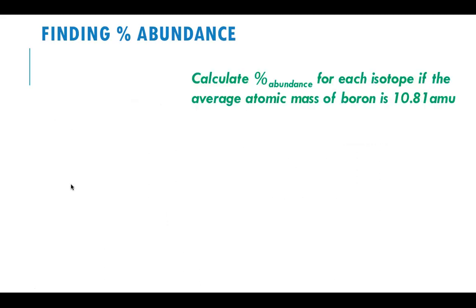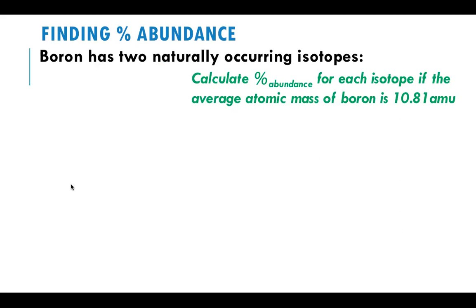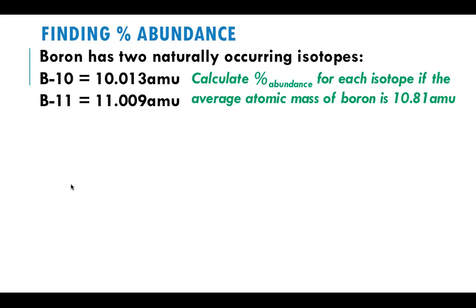So our goal here is to calculate the percent abundance for each isotope if the average atomic mass of boron is 10.81. I know boron has two isotopes. The first one, boron 10, weighs this much. The second isotope, boron 11, weighs this much. Now, before I even start the problem, which of these two boron isotopes should have the larger abundance? Hopefully you said boron 11 because its mass is the closest to the overall average.